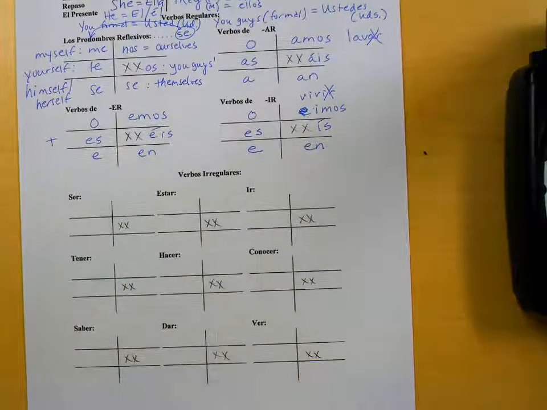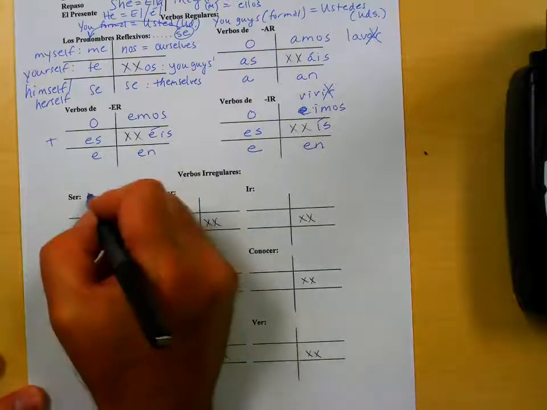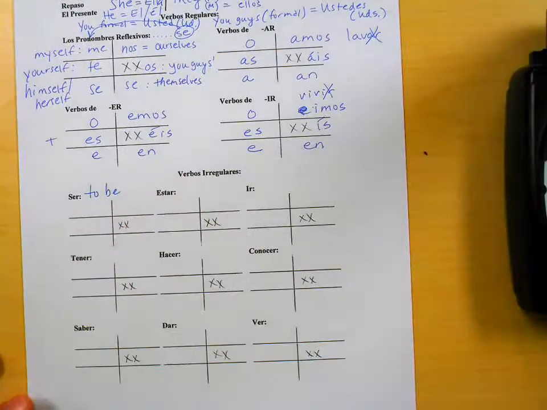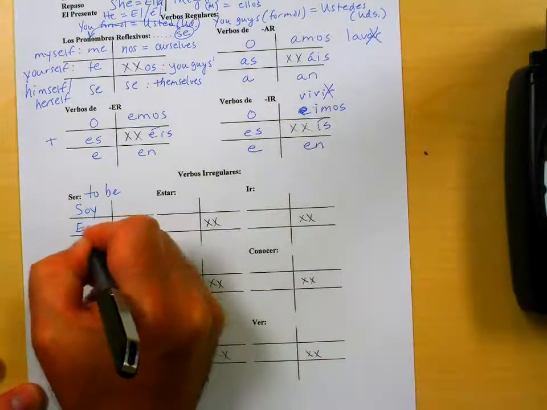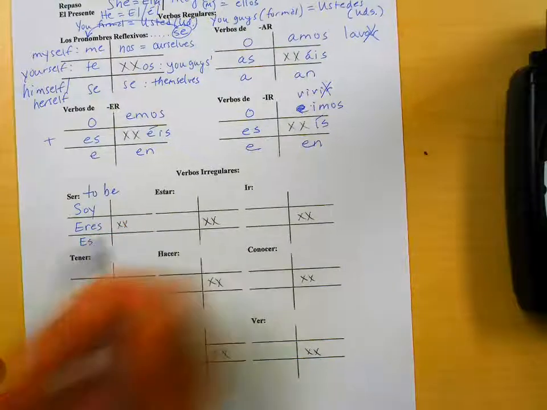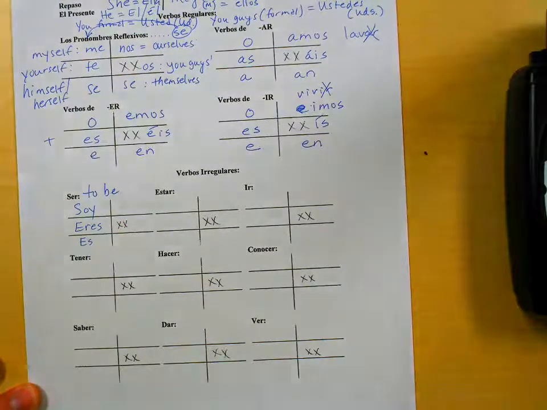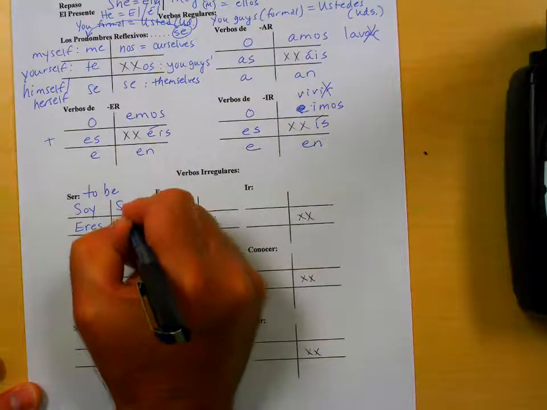And that works for any regular AR, ER, or IR verb. Now, we do have some verbs that are a little irregular, weird, strange, wacky. Call them whatever you want. First one is ser. Don't forget ser means to be, like a permanent characteristic. And the forms of ser are soy, eres, es, somos, sois, son.